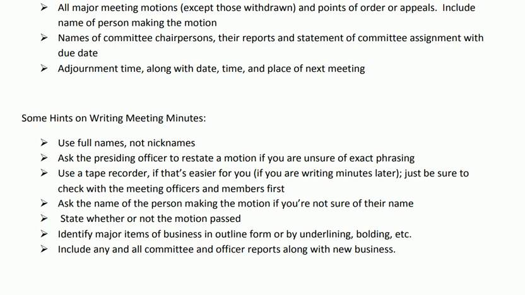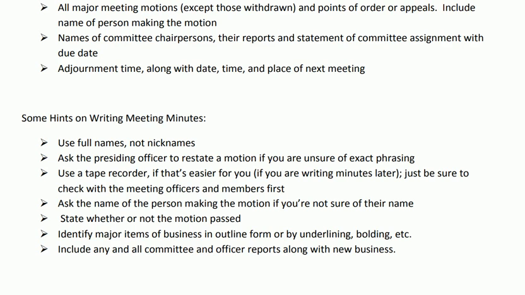So you would be writing with the bold font, or you can say etc. You can underline as well. So it should be perfectly visible for everyone. Then include all relevant committee or officer reports along with new businesses. So it would be better that there's a supporting document as well. So these are the important hints for you.